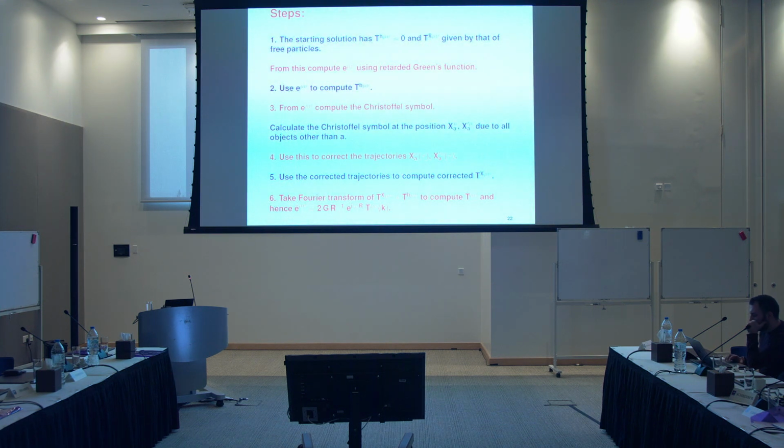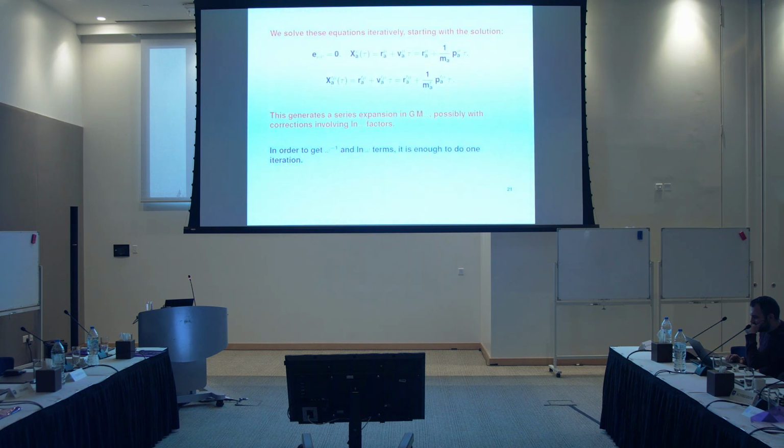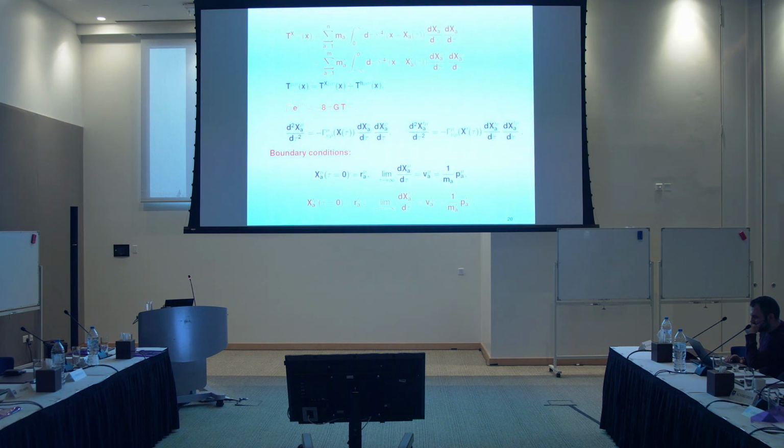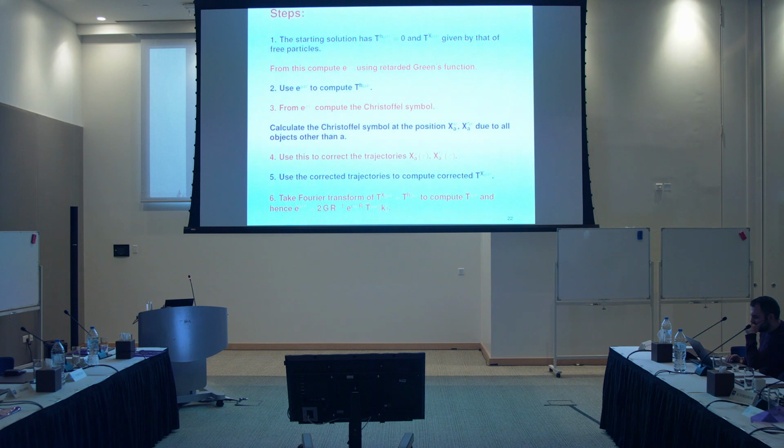So, you can now compute E mu nu using retarded Green's function, because once we have T_h equal to 0 and T_x known, we just substitute in this equation and compute E mu nu using retarded Green's function. After you have computed E mu nu, we can use this to compute T_h mu nu because T_h mu nu depends on H mu nu, which is the same as E mu nu up to this trace reversal. So, once you have computed E mu nu from the first step, we use this to compute the gravitational energy momentum tensor.